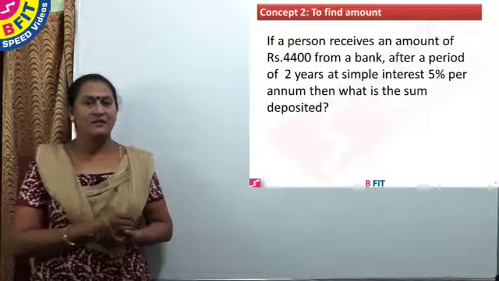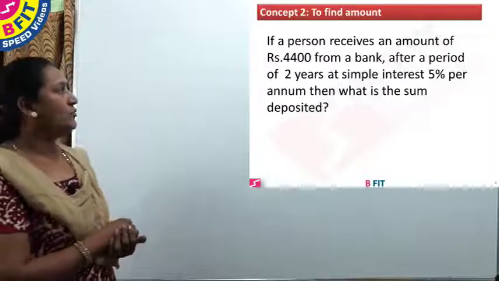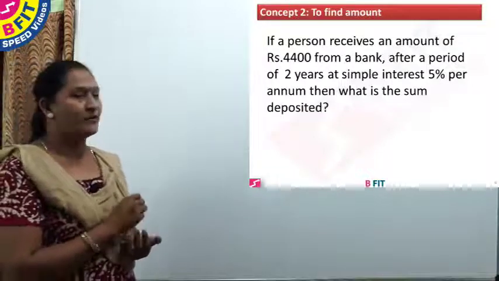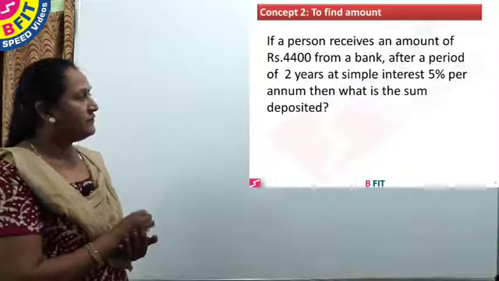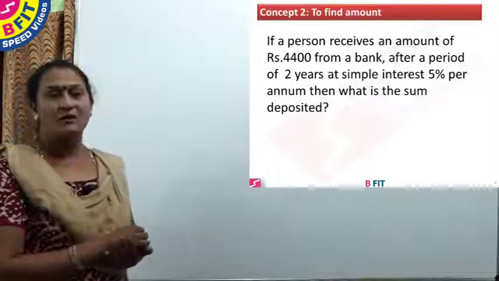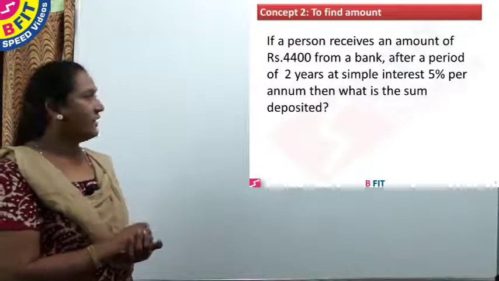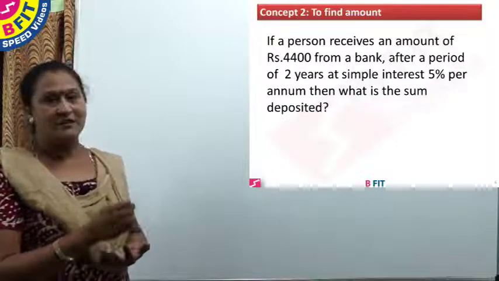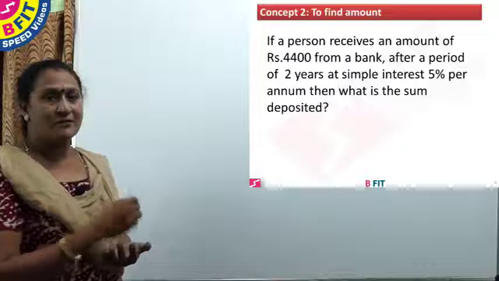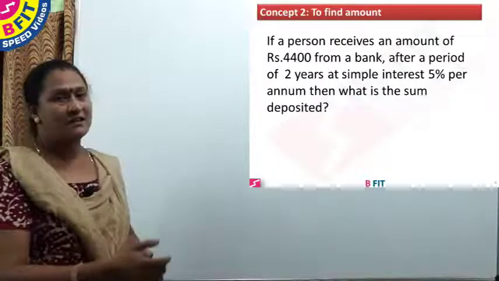Here the question is, if a person receives an amount of rupees 4,400 from a bank after a period of 2 years at simple interest 5% per annum, then what is the sum deposited? In this question, the amount is given, the period 2 years is given and the rate of interest 5% is given. So what is the sum deposited? That is, the principal value is asked. So we'll see the working.